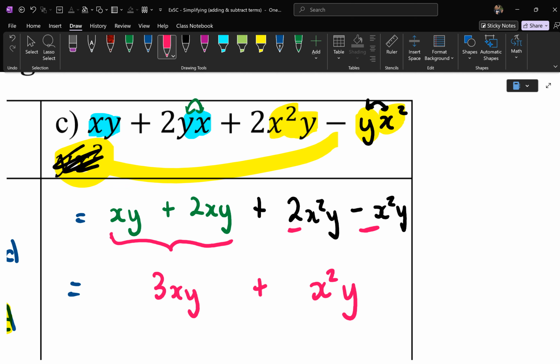You can't add those two together because they're different groups. One's an x squared y and the other one is an xy. So you can't add them together. That's it. That's your answer. Your answer is 3xy plus x squared y.